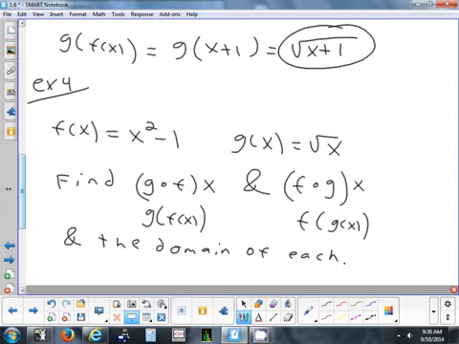Okay, now we'll do some and we'll find the domains. First I want to find g composed with f, or g of f of x. Then I want to find f composed with g, or f of g of x. And we'll write the domain of each.